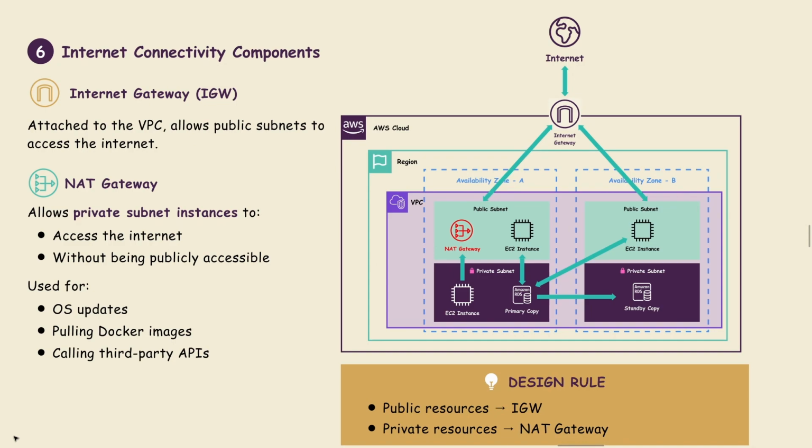Design rule to remember. A simple architectural rule applies. Public resources use an Internet Gateway. Private resources use a NAT Gateway. If something must be reachable from the internet, place it in a public subnet with an IG route. If something only needs outbound internet access, keep it private and route through a NAT Gateway. This separation is a core principle of secure AWS network design. Because good cloud architecture is not about enabling connectivity everywhere, it is about enabling only the connectivity that is required.